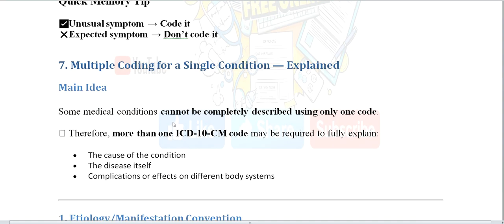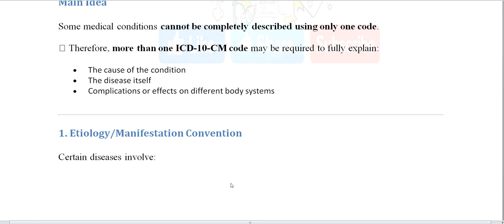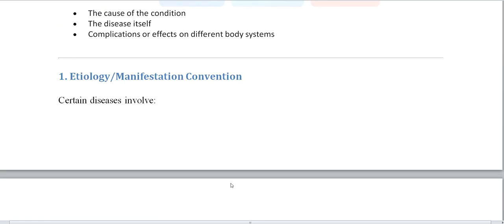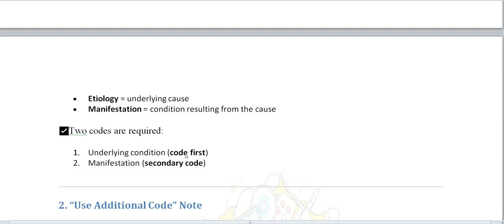Some medical conditions cannot be completely described using only one code. Therefore, more than one ICD-10 code may be required to fully explain the cause of the condition, the disease itself, complications, or effects on different body systems. So, the etiology manifestation convention. Certain diseases involve etiology, the underlying cause, and manifestation, the condition resulting from the cause. So, two codes are required. Underlying condition is coded first, manifestation is the secondary code.